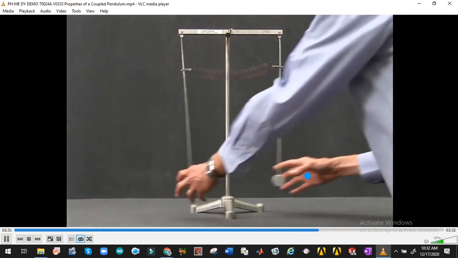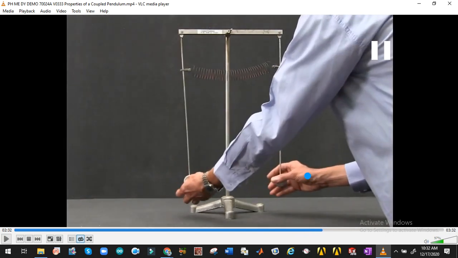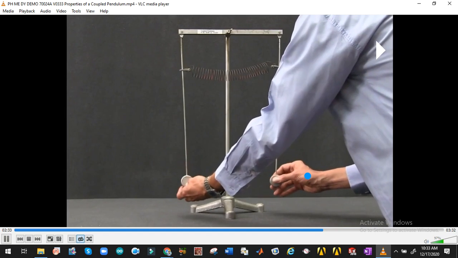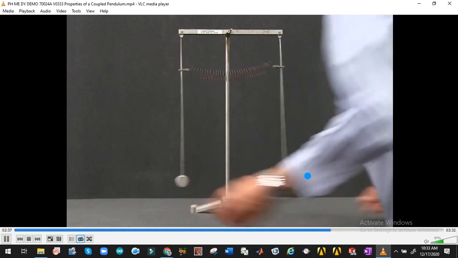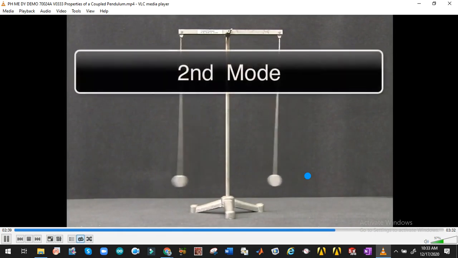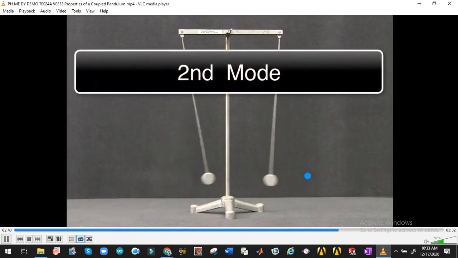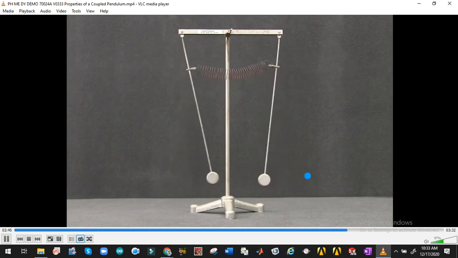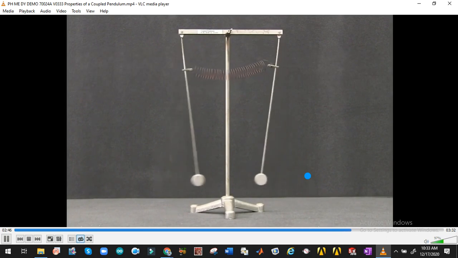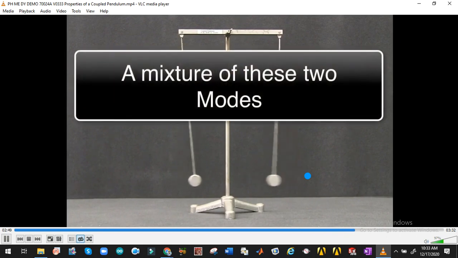The other type of excitation is that both are displaced by the same displacement but in opposite directions. Now let's observe the motion. This is sometimes called a breathing mode, when they're moving in opposite directions, like this. So this is your second mode. They're still in sync, but always moving in opposite directions. All of the other complicated motions that you saw are just a mixture of these two modes.